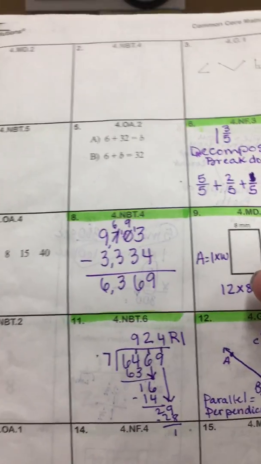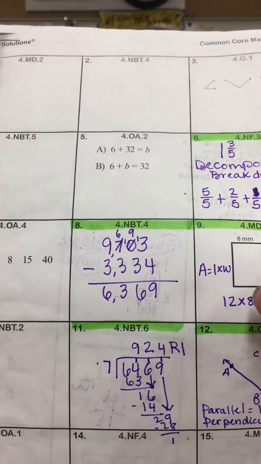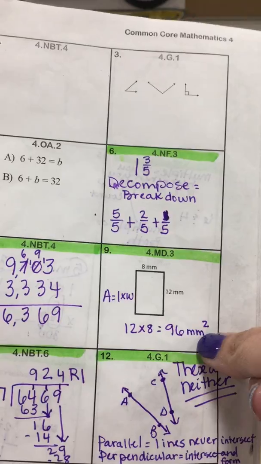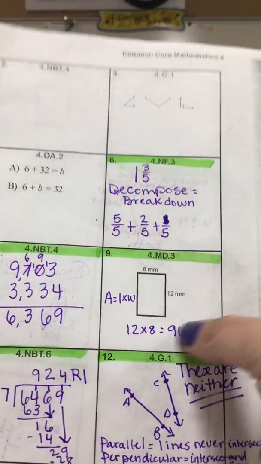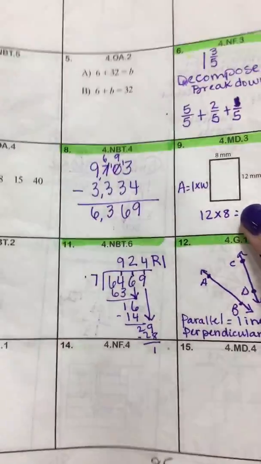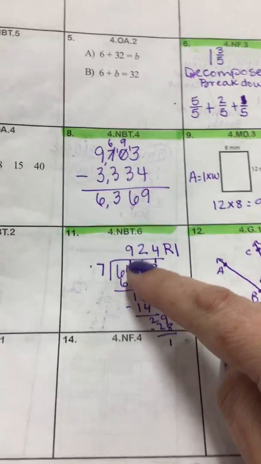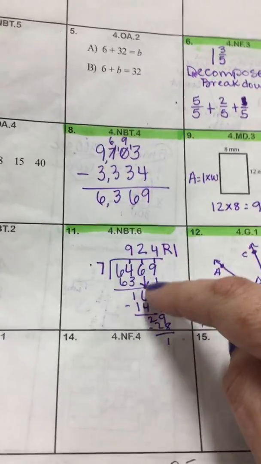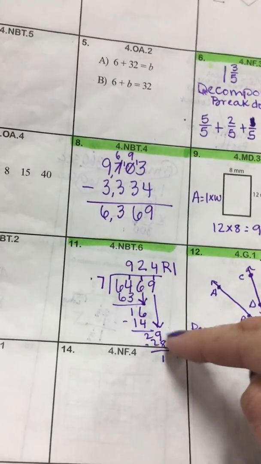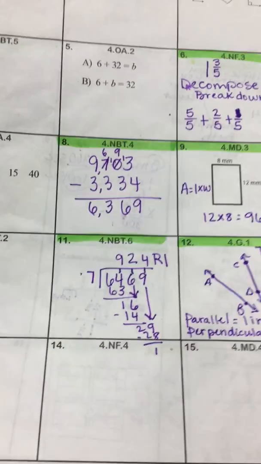Still practicing our subtraction with regrouping there on number 8. Our area, making sure that we remember to put our units squared. Still having trouble with our division, remembering that each number is going to get a number above it there in our quotient, and that leftover becomes our remainder.